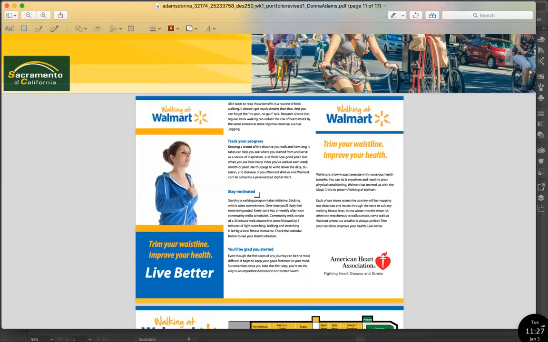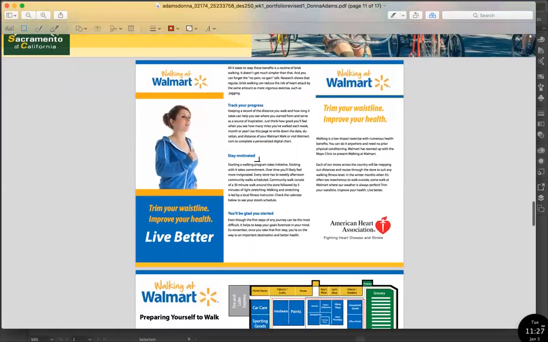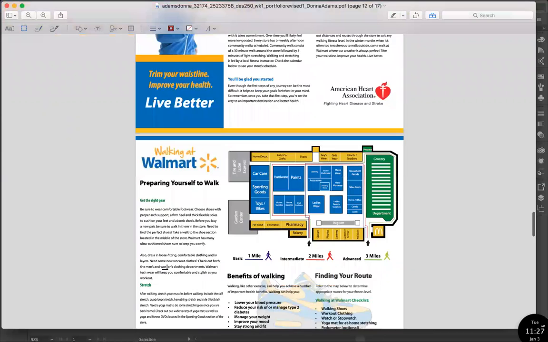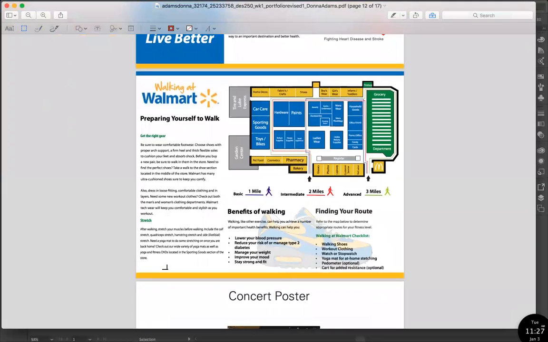Make sure again that you're getting consistent spacing. You can see how "track this progress" is pretty much right up against the paragraph below it. The "stay motivated" has quite a bit of space there, and then "you'll be glad you started" has a little bit of space. So make sure you've got a set amount, and paragraph styles are the way to do that, to set exactly how far you want the subheadlines to be from the text that follows it. Same here with the subheadlines.